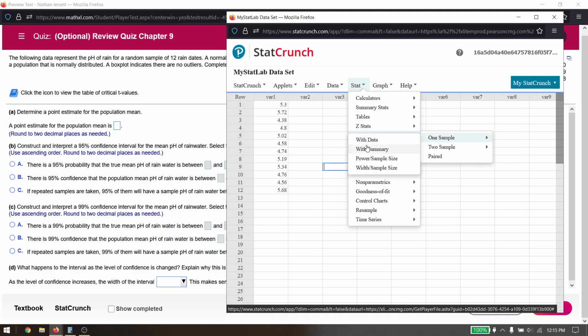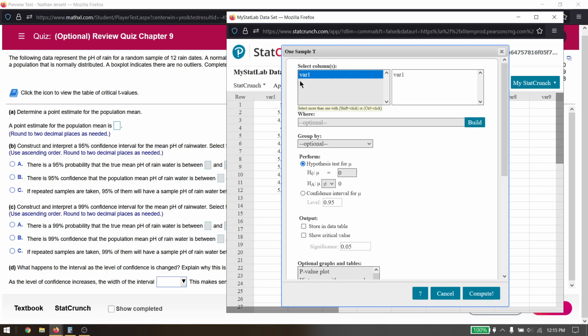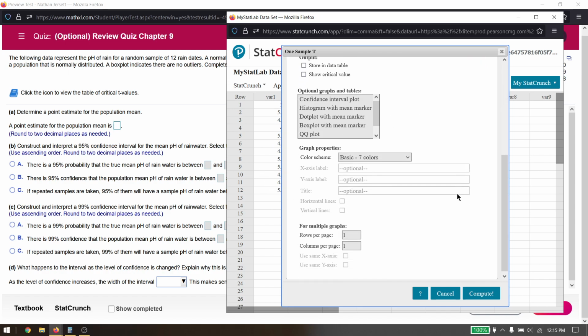And here we do have the data. We don't have a summary, we just have the data. We select the column that's in. We're not performing a hypothesis test. We're going to use a 95% confidence interval, so that's what we want. The rest of this should just be fine.